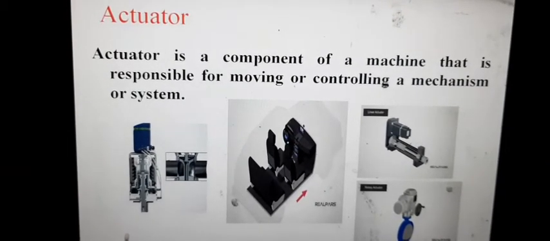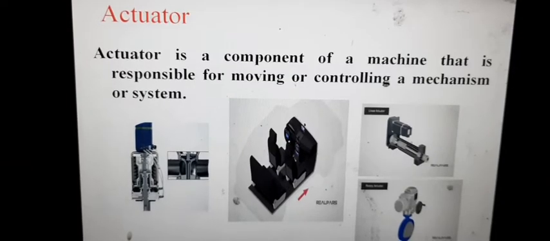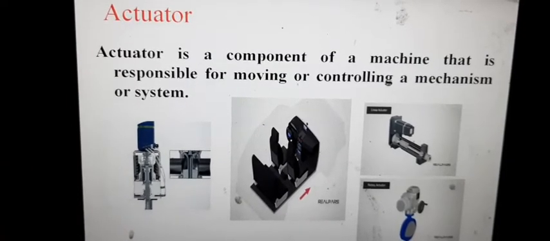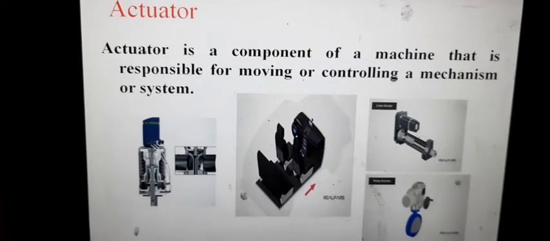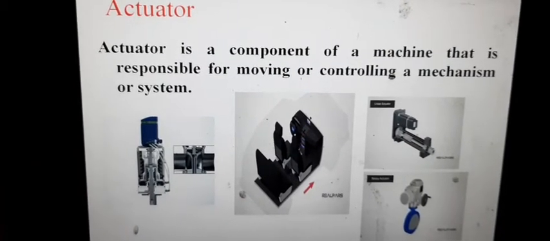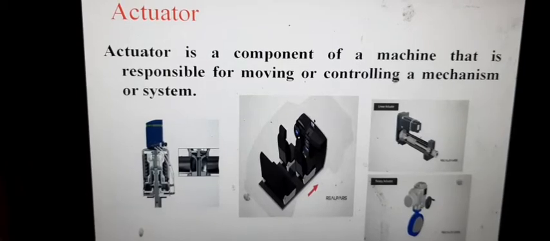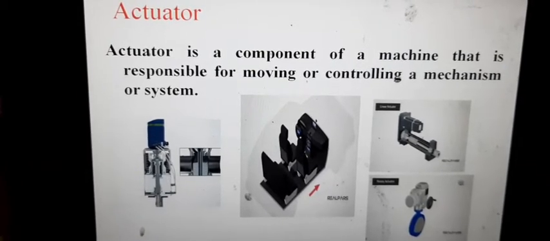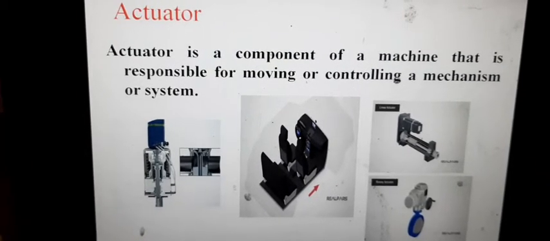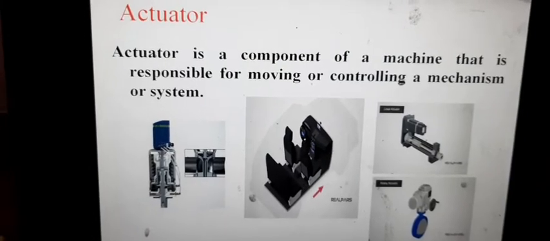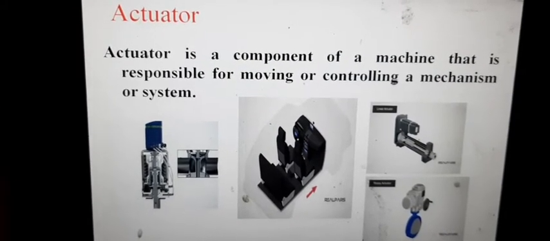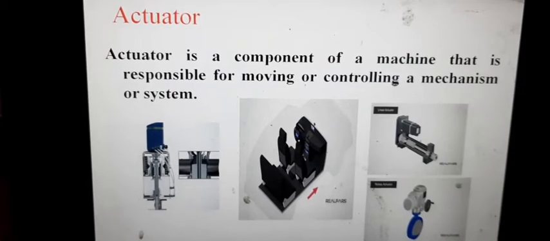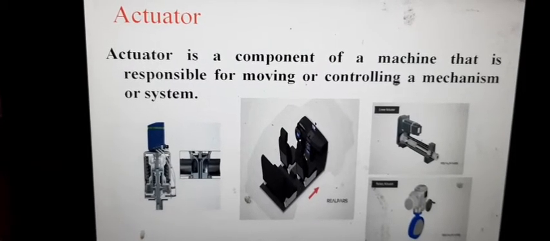Basically, the actuator is of two types. It may be a linear actuator or a rotary actuator. A linear actuator produces motion in a straight line, and a rotary actuator produces motion in an angular direction, that is, it is able to produce rotation. You will study the different types of actuators when you study the actuator chapter.